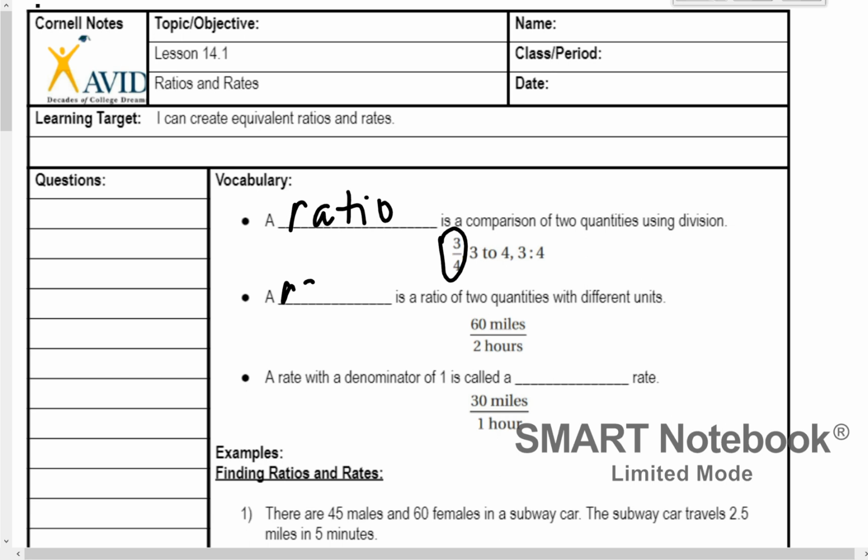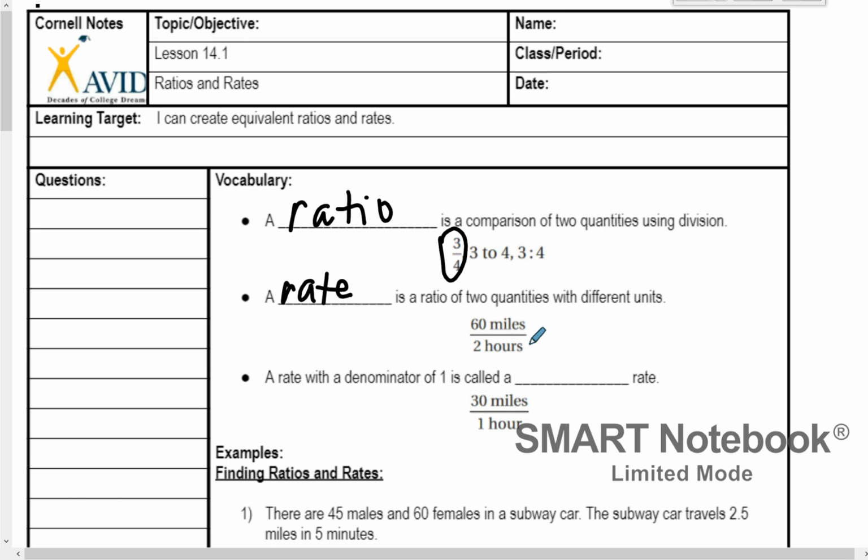So then a rate is a ratio of two quantities with different units. For example, this could be the same units, dollars to dollars, but this has to be two different units. So miles to hours, dollars per pizza, just different labels.